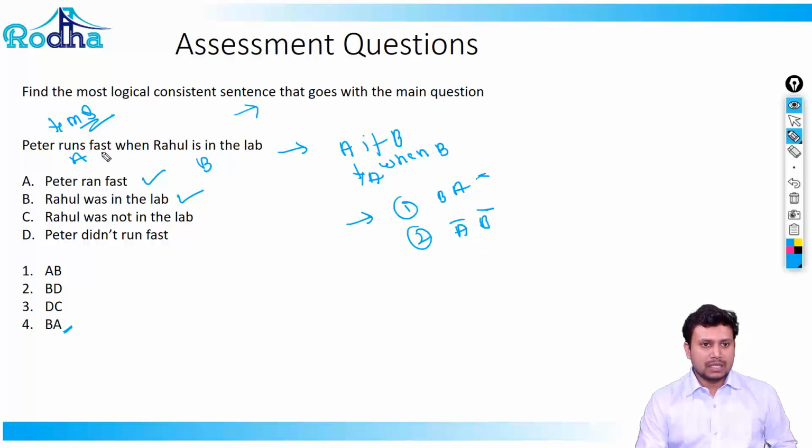Let's also check whether you have an A bar B bar here also. So A bar would mean that Peter ran fast, you negate it, it will become Peter didn't run fast. So D. And B bar here refers to Rahul was in the lab, so Rahul was not in the lab. So DC. Now if you see, you have both these options present here. And as we remember from the concept lectures, the priority and the precedence always goes to the positive sequence, and therefore this is the right answer. I hope this is clear. Let's go on to the next question.